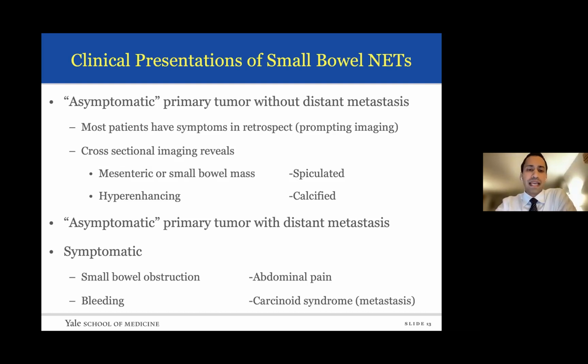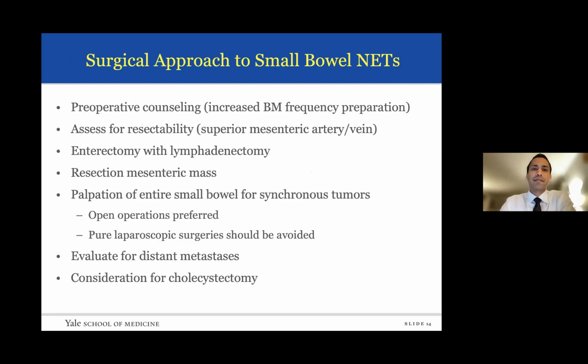Another scenario is an asymptomatic primary tumor with distant metastasis. I'm going to talk a little bit about that in the last scenario because I think that's going to be an important thing to go over. And symptomatically, sometimes these neuroendocrine tumors present with bowel obstruction, abdominal pain, bleeding, and the so-called carcinoid syndrome as well.